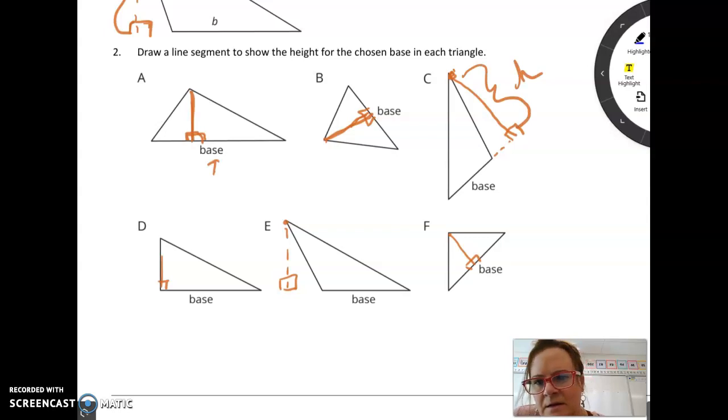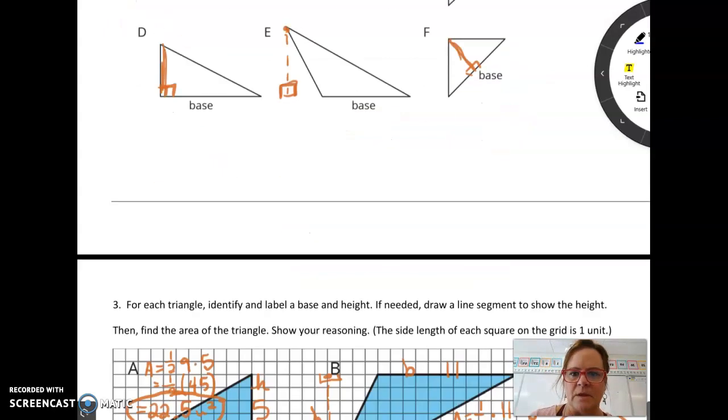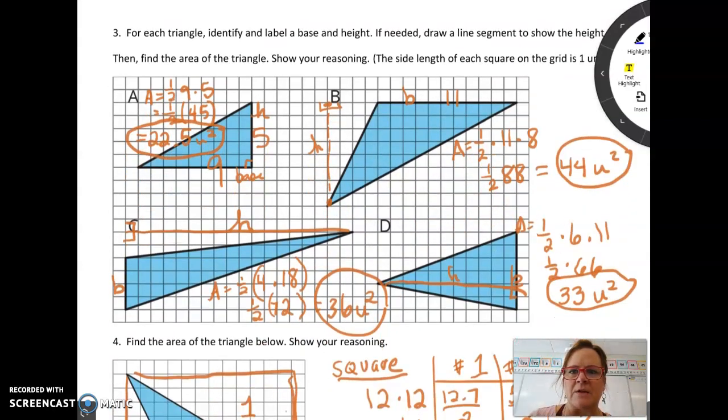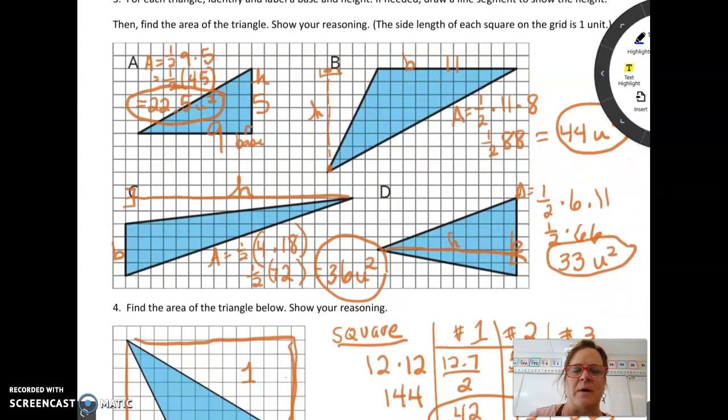height. In D, the easiest ones are the right triangles, right? Because it's already sort of there for us. In E, we have to go to the opposite vertex, go straight down, perpendicular line, form a right angle, and then in F, it's a lot like B and A. It's like an internal height. All right, so then in number 3, we had to first identify the base and height. Wow, this looks messy. And then find the area.